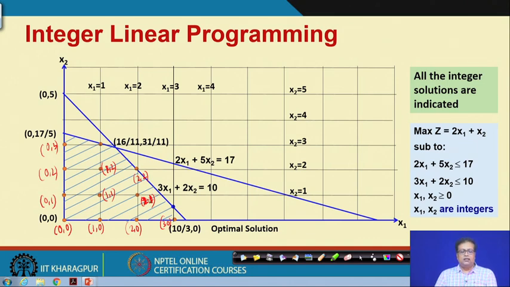So, these are all the integer solutions which are within the LP solution space. You can see that your optimal solution will be in one of those integer solutions. It includes (0, 0), but (0, 0) cannot be optimal. This corner point cannot be optimal because it is not integer. This corner point cannot be optimal because that is also not integer, and this corner point, which is the current optimal solution, is also not integer.